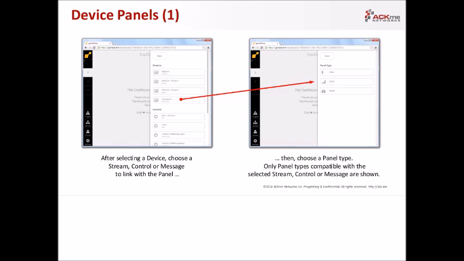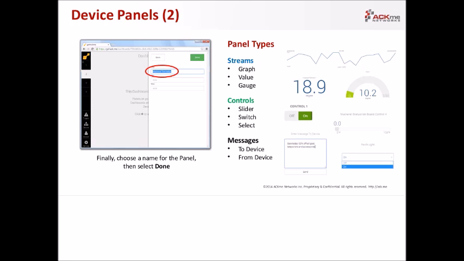The panel type options are displayed based on what you've clicked. If you've clicked a Boolean stream, you'll see different panels compared to, say, a floating point number, because it really doesn't make sense to have a panel for Boolean that applies to a float. So it's selective depending on what capabilities you've set up. Finally, you name your panel, click done, and your panel will appear on the dashboard.